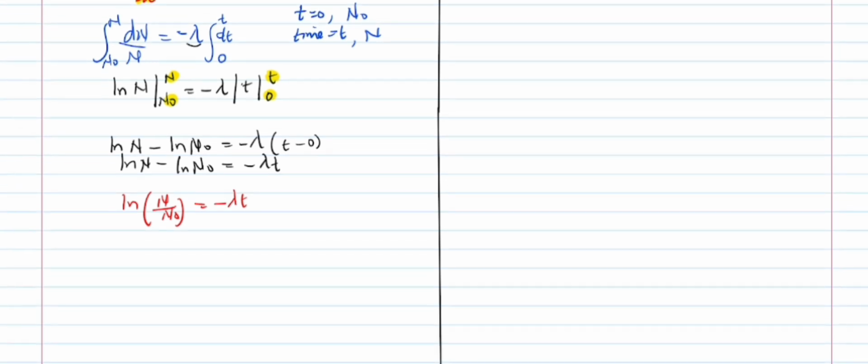Now to remove the natural logarithm, we raise both sides to the exponential. On doing that, this would cancel out the ln. We have N over N naught is equal to e to the minus lambda t. So we can see from here that N is equal to N naught e to the minus lambda t. So at any given time, the number of atoms present after the sample has decayed is given by the formula N equals N naught e to the minus lambda t, where N is the number of atoms present at time t.